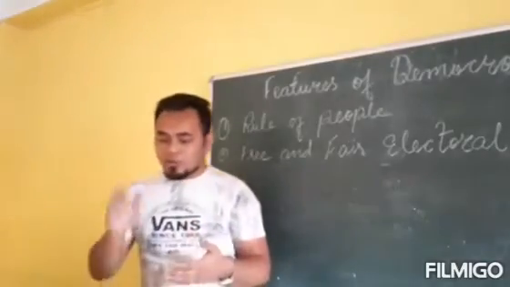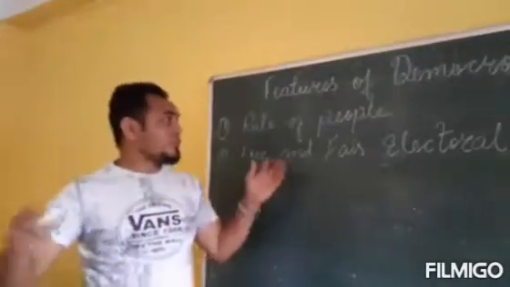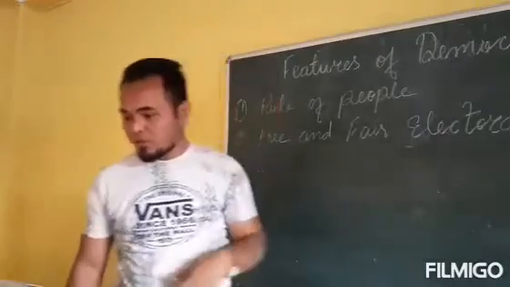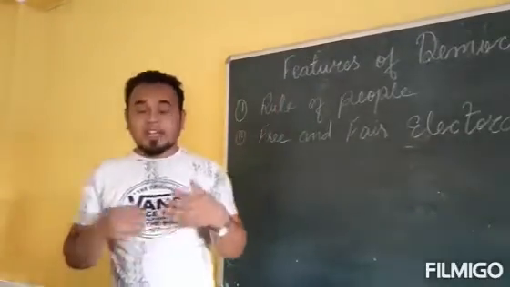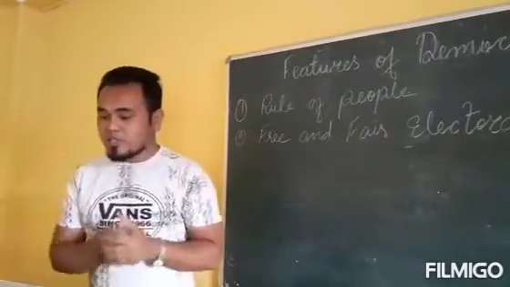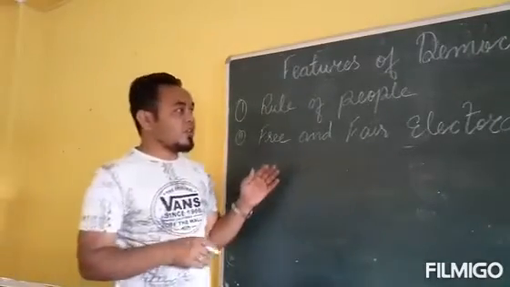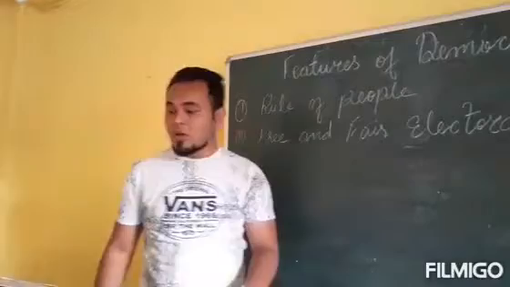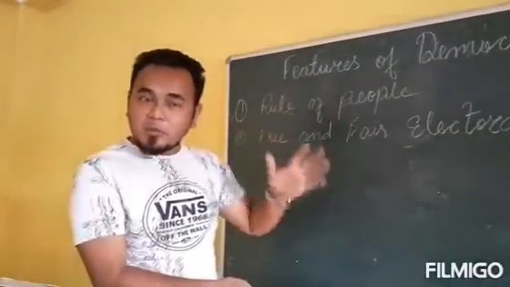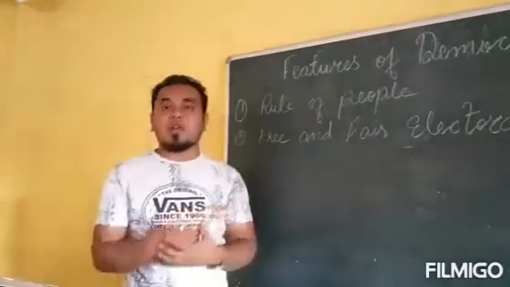Okay, so moving on to the next point. The next feature of democracy is free and fair electoral competition. In this second feature of democracy, we can take the example of China and Mexico, and see whether these two countries are following it or not. They call themselves democratic countries, but I'll give you some examples that prove that these two countries are not democratic.